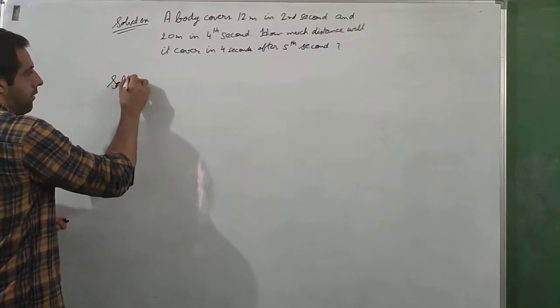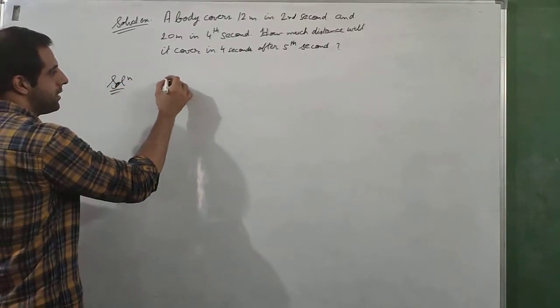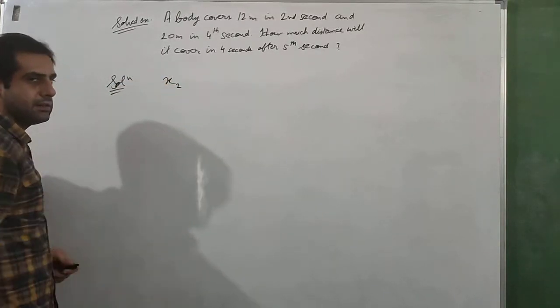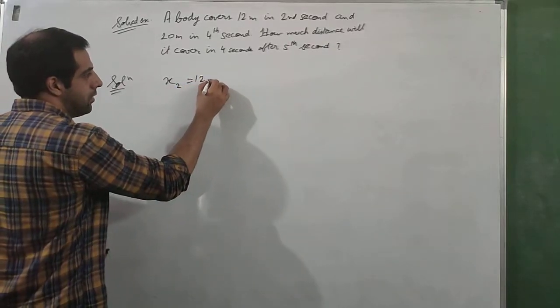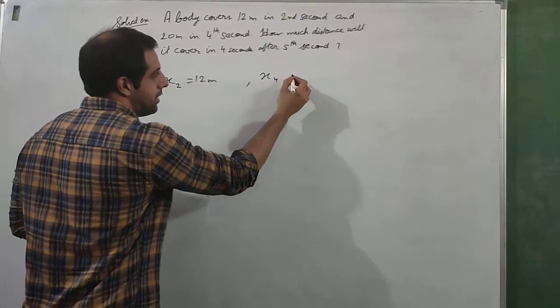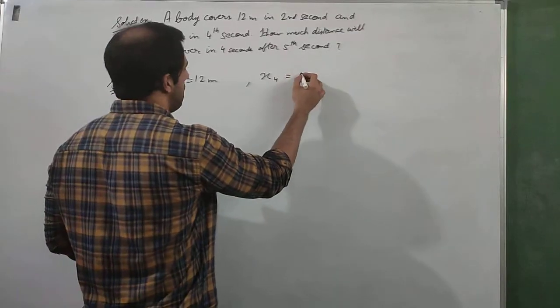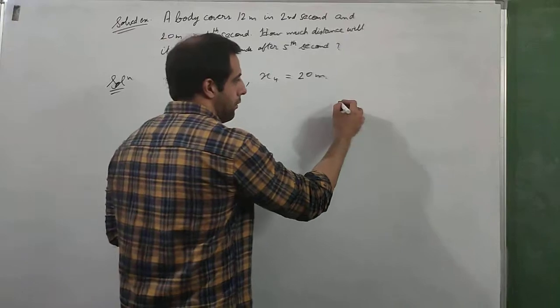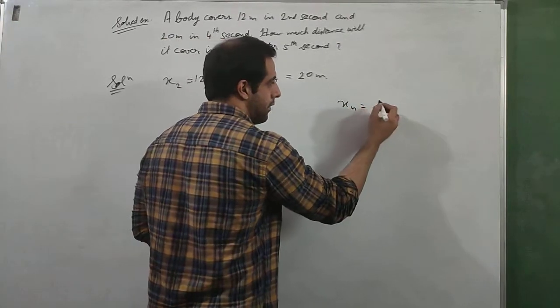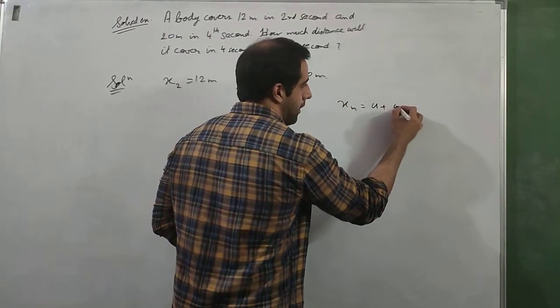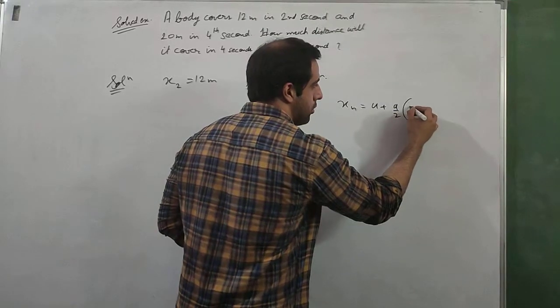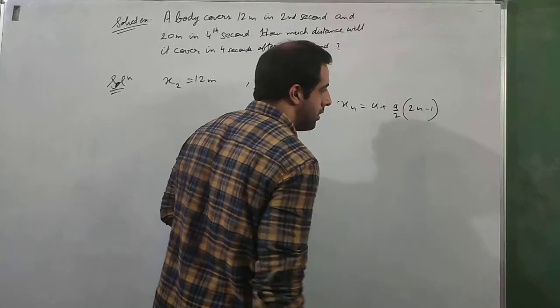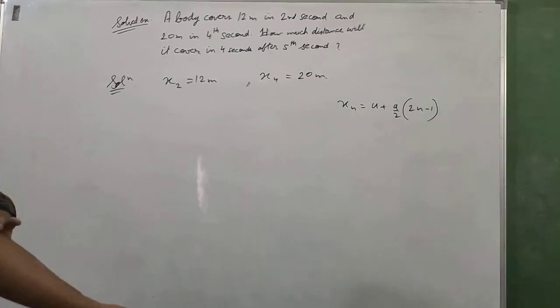So here we are given that distance covered in the 2nd second is equal to 12 meter and distance covered in the 4th second is equal to 20 meter. Now for the distance covered in the nth second, we already derived the formula: xn = u + (a/2)(2n - 1). This is the formula.